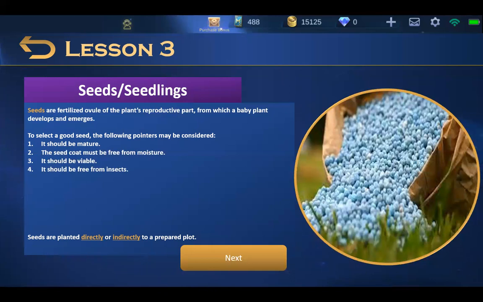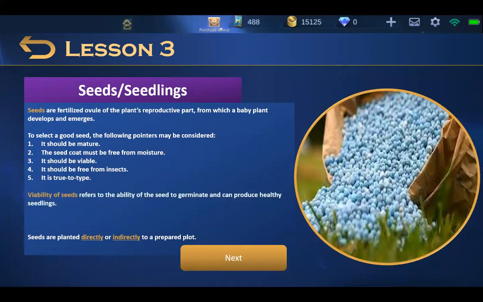Seeds should also come from disease-free plants, free from pests and pathogens. A number of diseases could be seed transmitted. Number 5, it is true to type. A seed should be of the same variety and should have uniform shapes and sizes.